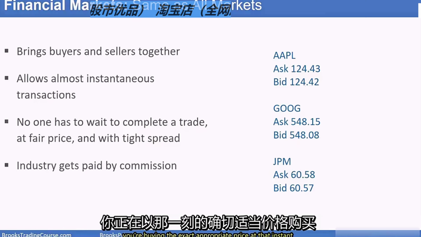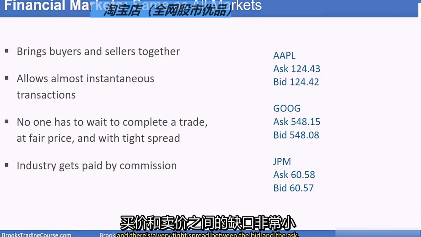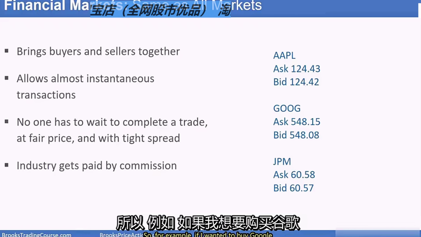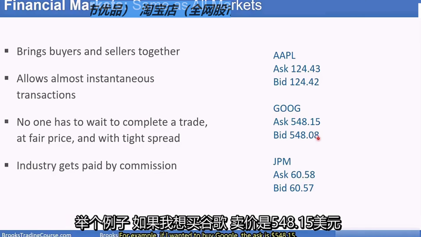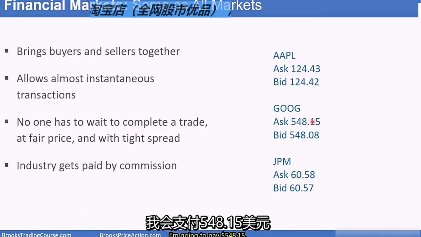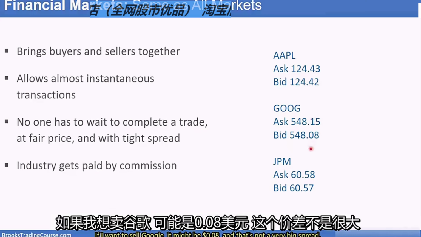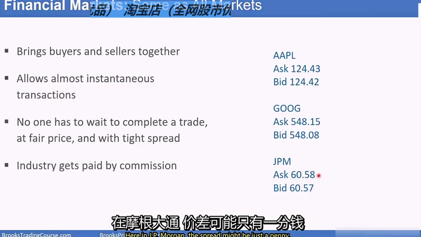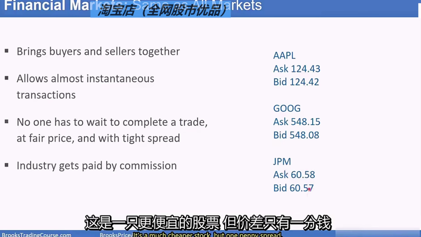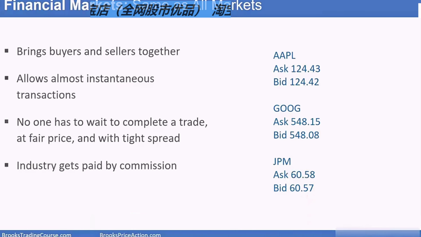You do not have to wait to complete a trade at a fair price. You know that when you trade, you're buying at the exact appropriate price at that instant, and there's a very tight spread between the bid and the ask. So for example, if I wanted to buy Google, the ask is $548.15. I'm going to pay $548.15. If I want to sell Google, it might be 0.08, and that's not a very big spread. Here in JP Morgan, the spread might be just a penny. It's a much cheaper stock, a 1 penny spread.